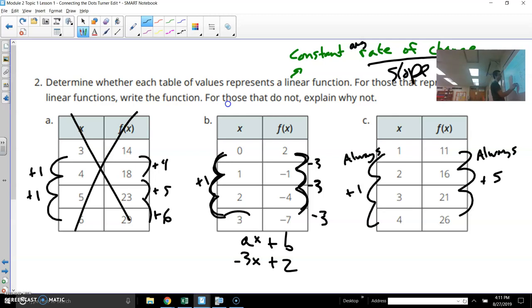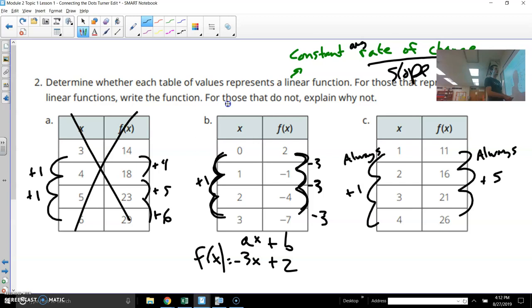Let's test another point. 3 times negative 3 would make negative 9, and if you add 2 to that, well, guess what? You get negative 7. So that does work. My equation needs to be tested before I move on, just to make sure that I did it correctly. So this one is also a linear function. We see the left is always adding 1. We see the right is always adding 5.